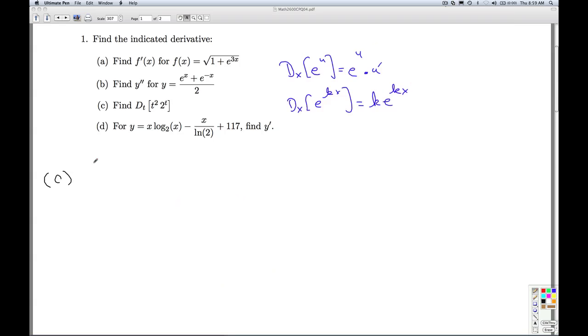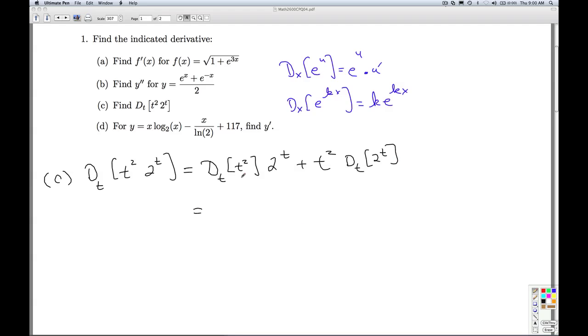Okay, in part C, we're asked to take the derivative with respect to t of t squared times 2 to the t. So this showcases the difference between these two constructions. Here, the variable is in the base and we have a constant in the exponent. Here we have a constant in the base and a variable in the exponent. But no matter how you slice it, we've got the product of two functions of t here, so we have to use the product rule. So I take the derivative of the first factor times the second, plus the first factor times the derivative of the second.